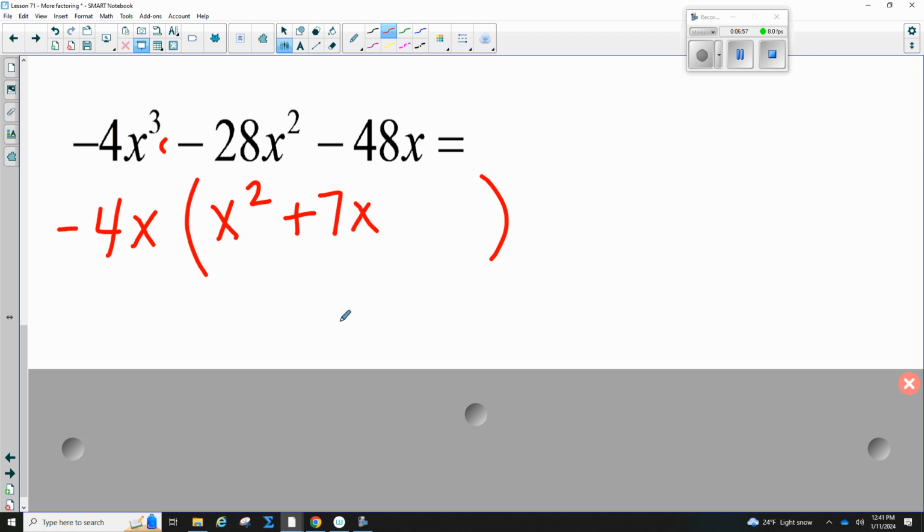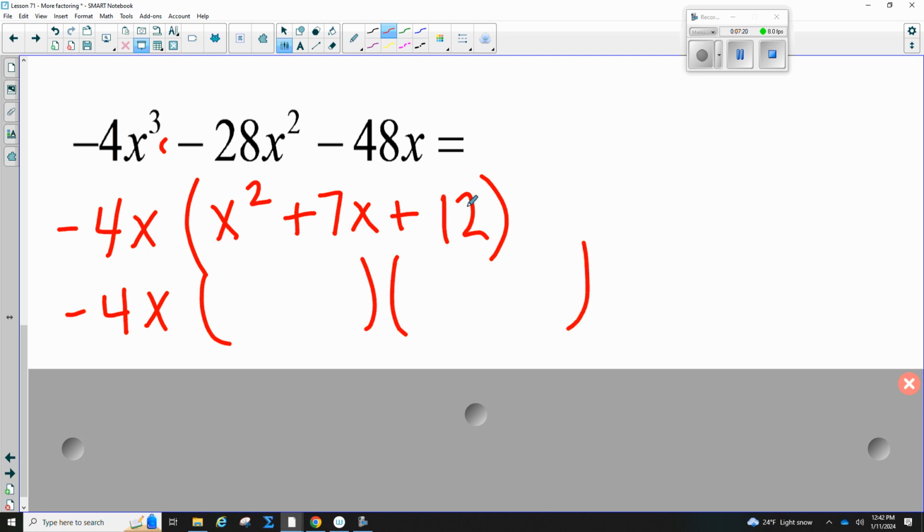And again, we took the negative out, so my sign needs to change. A negative times a positive would give me a negative here. 4 times what is 48? 12. And we took out the x. Okay, and now does this factor again, you guys? Yes, it sure does. What multiplies to 12 and adds to 7? Positive 4, positive 3.